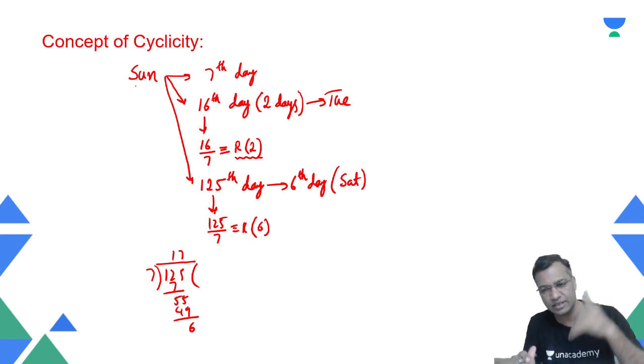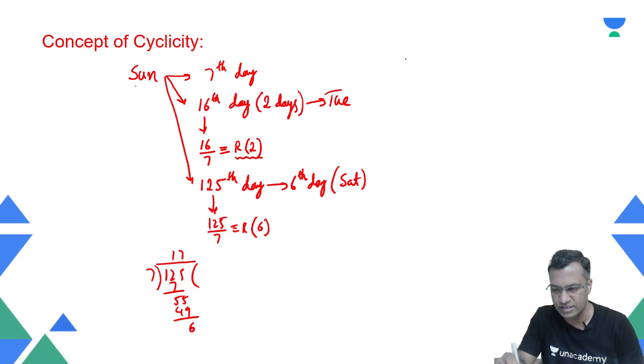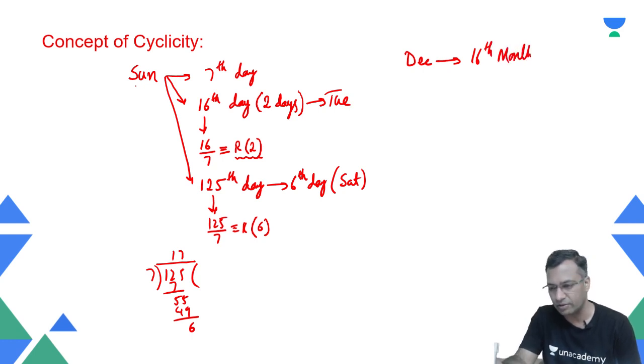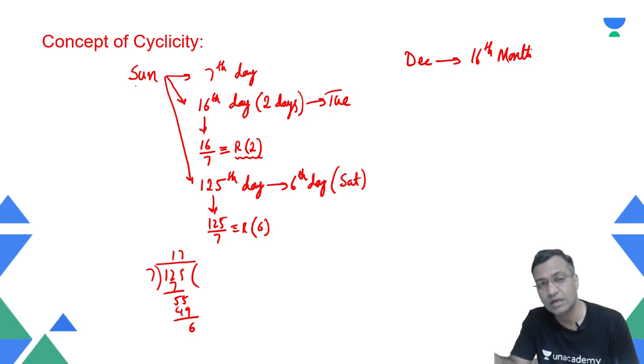Can I say the same thing for months? Now we are in the month of December. If I say, what would be the 16th month from this month? What is going to be the 16th month from December? We know the cyclicity for months in a year.